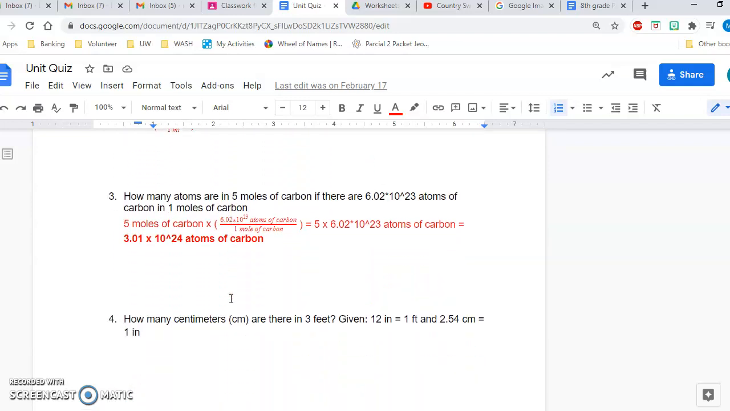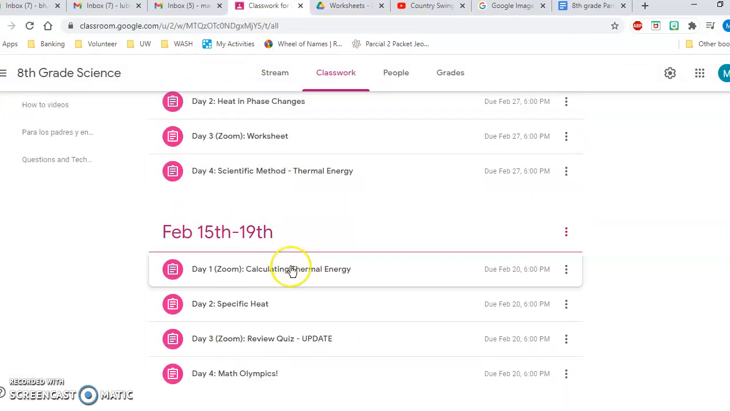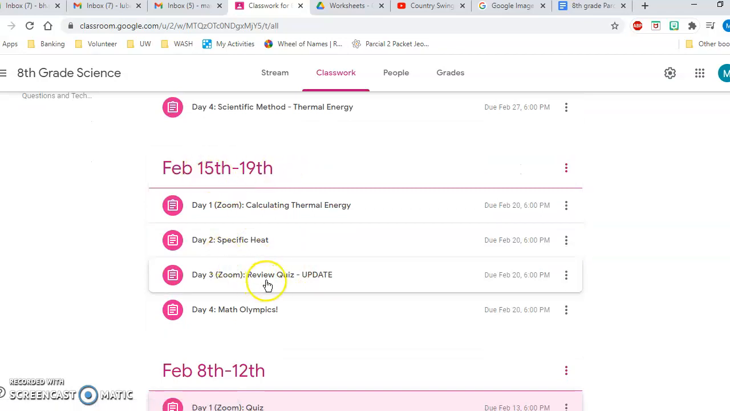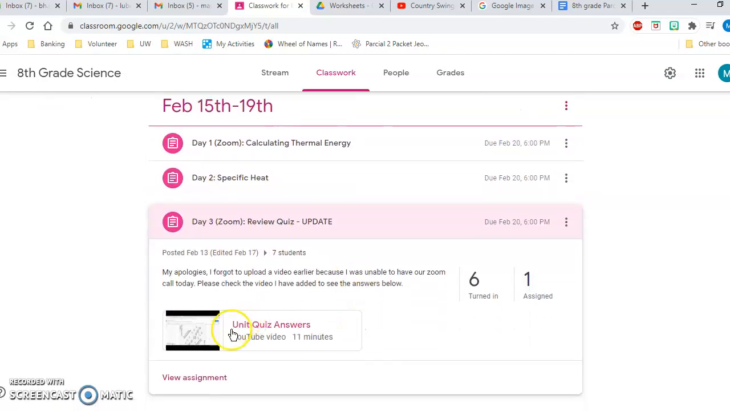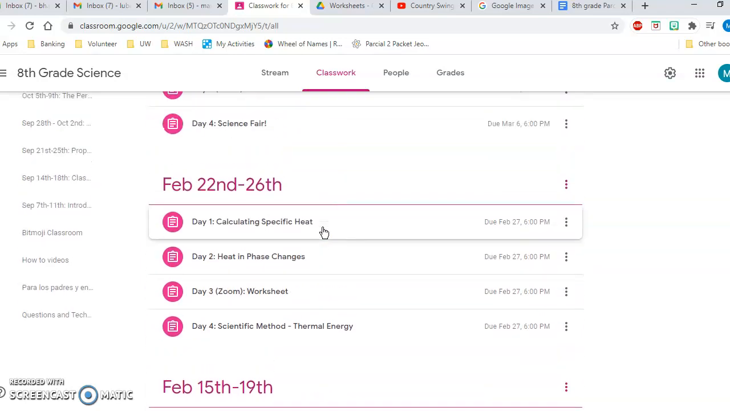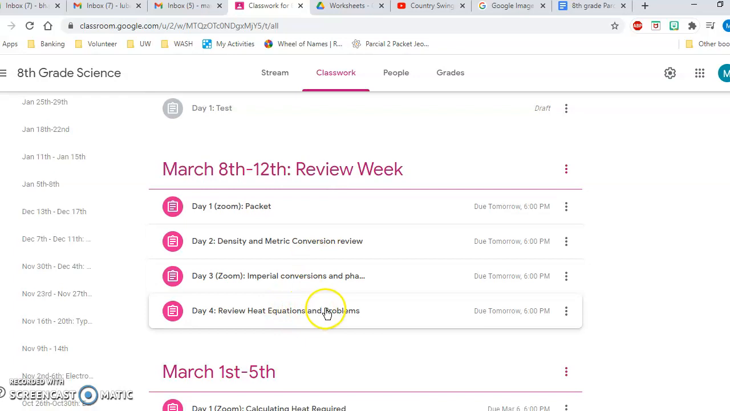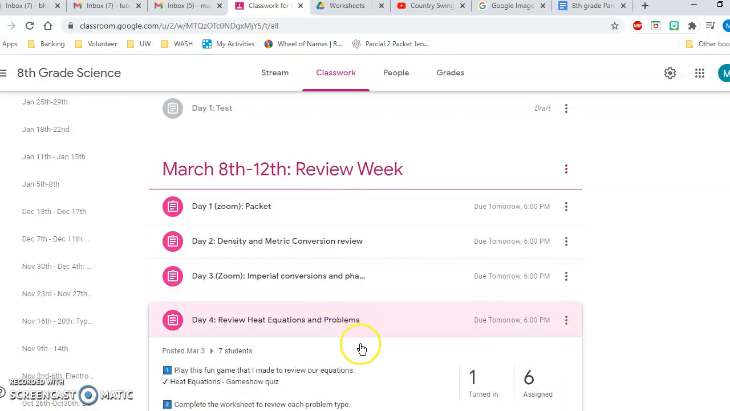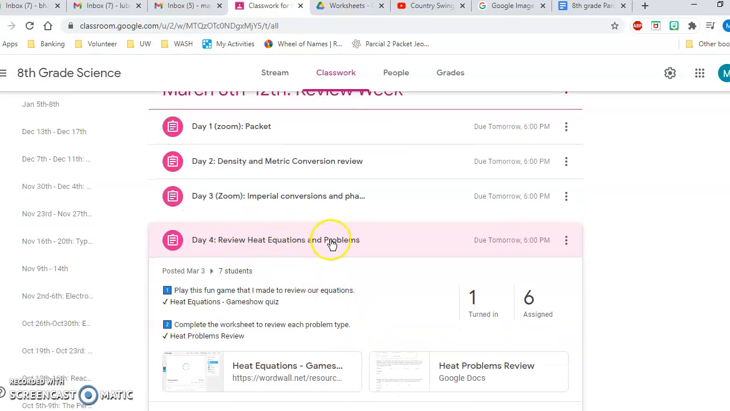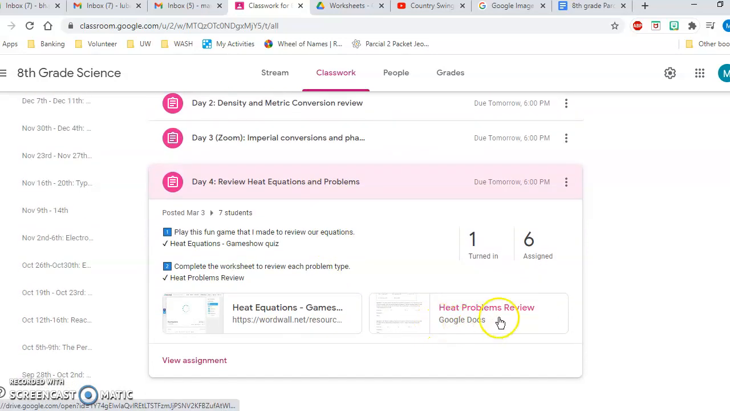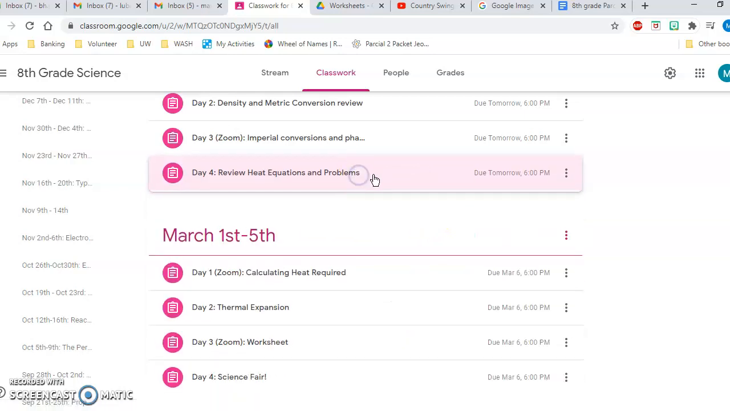To practice or help remember that beginning stuff or explanations, go look on February 15th through the 19th, day 3. This is where I made a video explaining how to do the first part of the stuff that we learned this partial. Now in terms of practicing for our heat equation and problems, the best thing to do is to go to day 4 of our review week and do our example heat problems review.